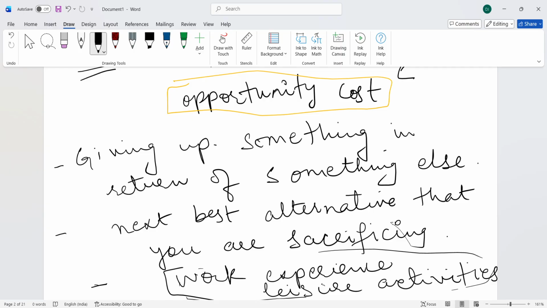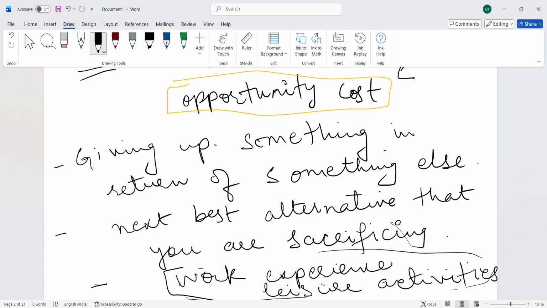If I go back to my example of movie and shopping, the opportunity cost of shopping is the time that I will sacrifice for going to the movie, or maybe the satisfaction that I would have attained by watching a movie, that I'm sacrificing. So that's the opportunity cost of going for shopping.